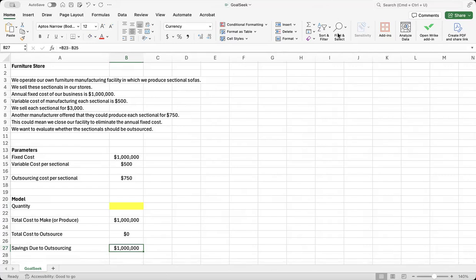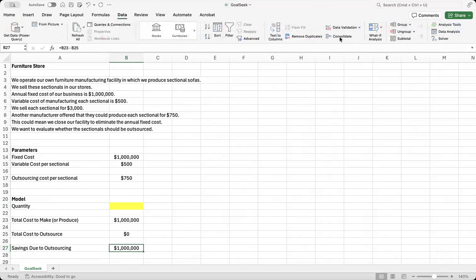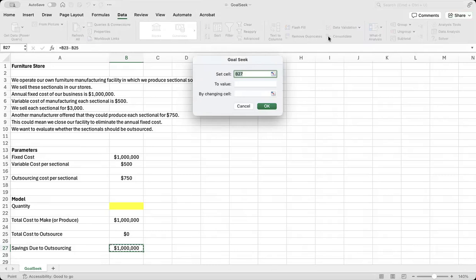So there are formulas for this. Break-even point is a common topic in business. So there are different ways, but Excel has a GoalSeek tool. If you go to the data tab and what-if analysis, you will find GoalSeek. Let's go ahead and click on that.